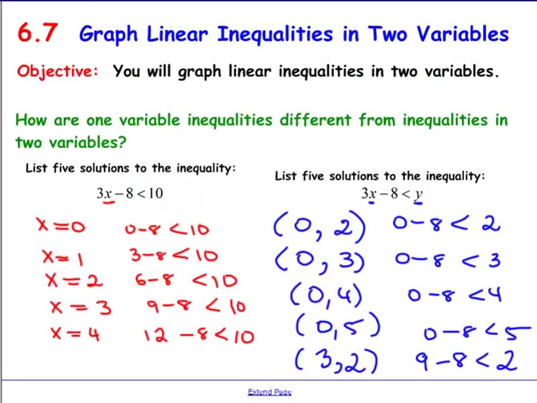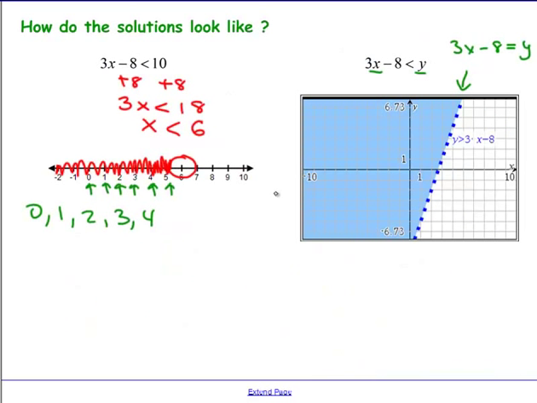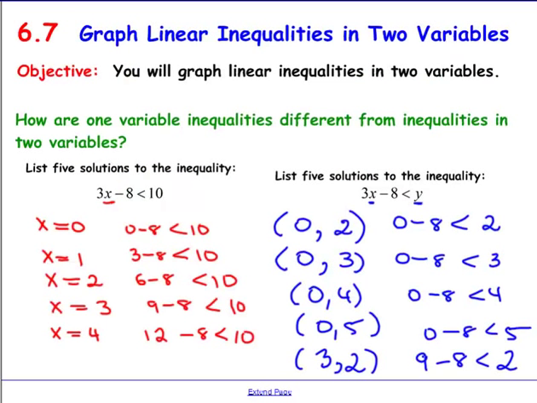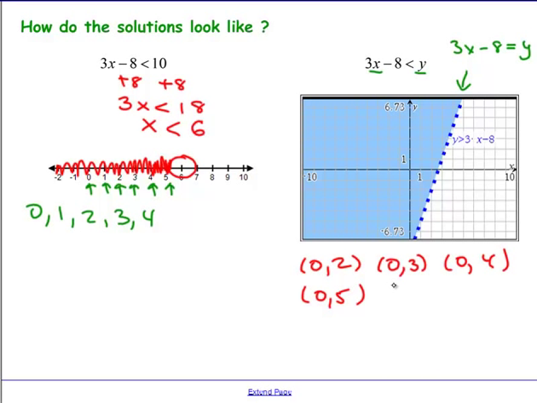Now let's go back and pick one of the points. So we had 0, 2, 0, 3, 0, 4, 0, 5. And then we did one more that was a little different, so 3, 2. So let's take a look at where they are on here. So these should be all solutions.